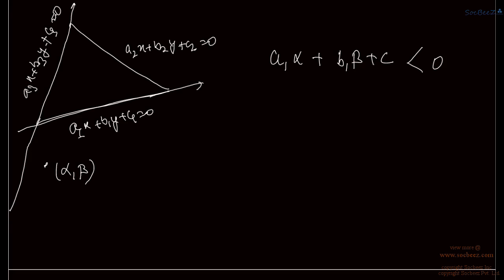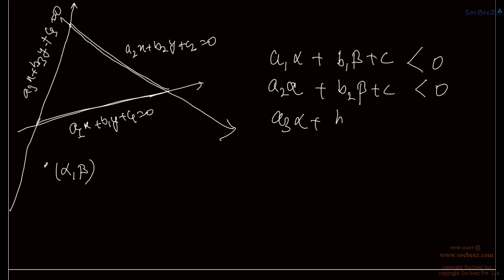This point is in the lower half of all these three lines. So substituting alpha, beta in the expressions a1x plus b1y plus c1, a2x plus b2y plus c2, as well as a3x plus b3y plus c3, all these three expressions will be negative. And a3 alpha plus b3 beta plus c3 is also negative. So the product of all these expressions is also negative.